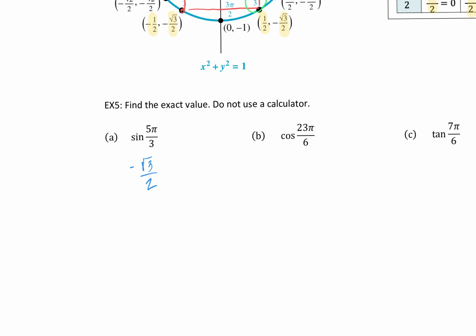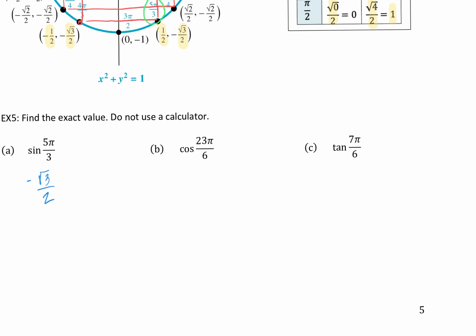Okay, and that's how you would use this unit circle. You just have to remember that those arc lengths are reduced. So you wouldn't want to write something like 6 pi over 4. You would write 3 pi over 2. Reduce all your fractions. So sine of 5 pi over 3 is equal to negative square root 3 over 2. What about cosine of 23 pi over 6?